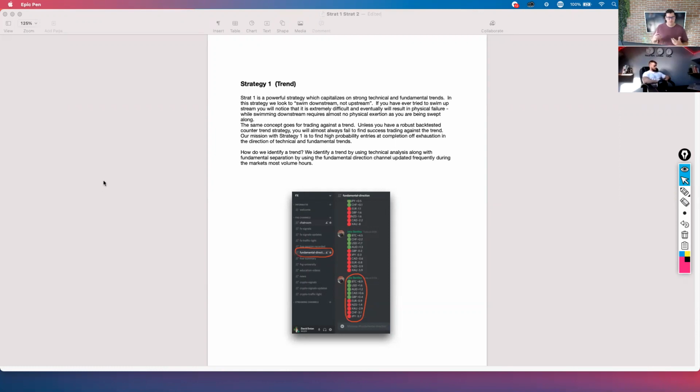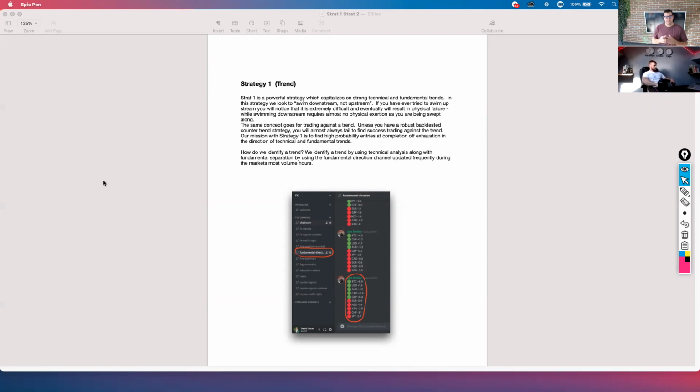If you've ever tried to swim upstream, you will notice this is extremely difficult and eventually will result in physical failure, while swimming downstream requires almost no physical exertion as you are being swept along. Okay, try to swim upstream. Eventually, you're going to quit. Eventually, you're going to get swept back. Go downstream, even if you're not moving, you're moving along in the right direction. Okay, this is what we're looking for in terms of a trend.